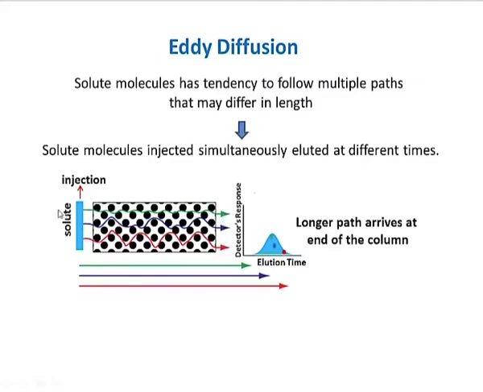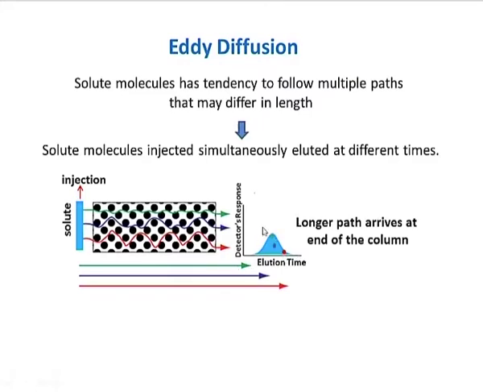What is the difference between these 3 paths? The obvious difference between these 3 paths is, for example, this green path seems to be the shortest path available for a solute molecule, whereas this red path seems to be the longest one for the solute particle, and this blue one is somewhere in between. Now, let us assume there are 3 particles, 3 molecules of the same kind, of the same solute. One takes up this green path, another one takes up this blue path, and the last one takes up this red path. What would be the impact on the chromatogram?